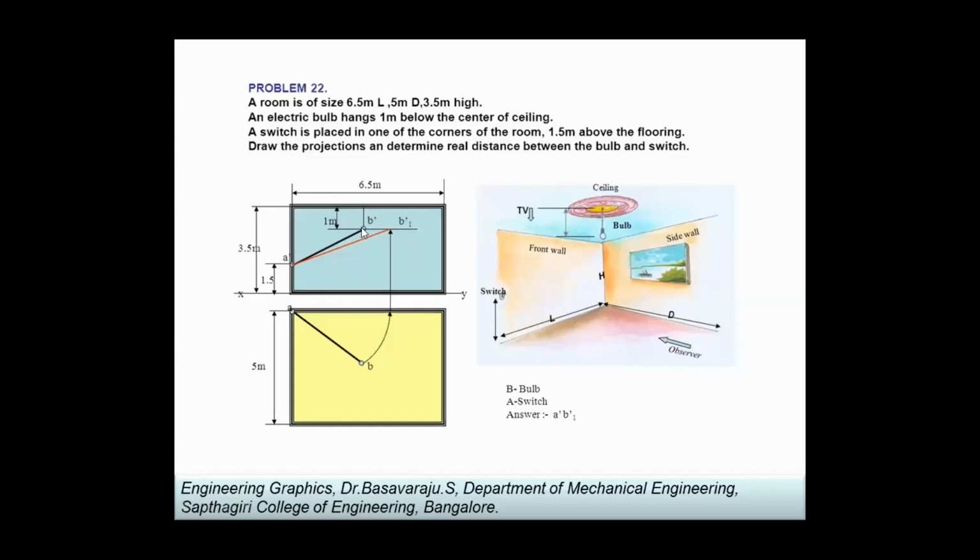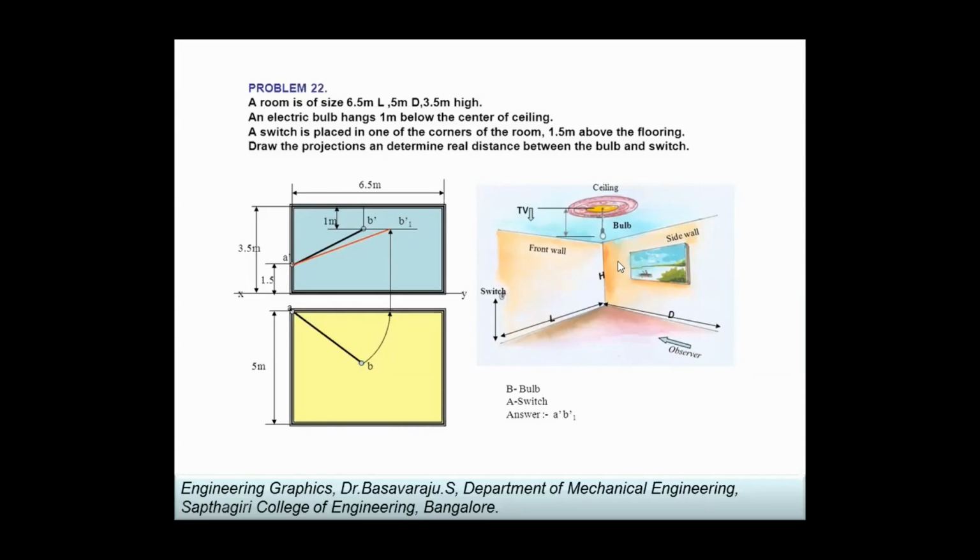See, the front and top views are drawn. A dash and B dash, A and B are like this at a particular distance, and similarly this AB is rotated towards the horizontal plane and made parallel to VP, that is the wall, and then projected upwards so that you will get A dash B1 dash, which is the real distance between the switch and the bulb, with respect to any angle that you consider.